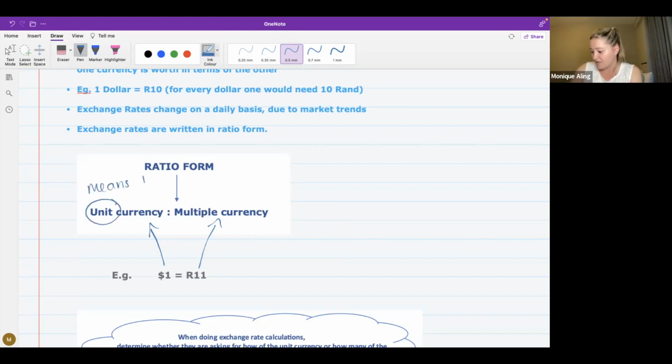Unit means 1. So for example, if I said, what is the unit price of the potatoes? That means what is the price of 1 potato? Unit is always 1. So you'll always see an exchange rate. I could say, for example, £0.071 is the same as 1 Rand. On this side is my unit ratio. Okay, so the 1 could be on the other side.